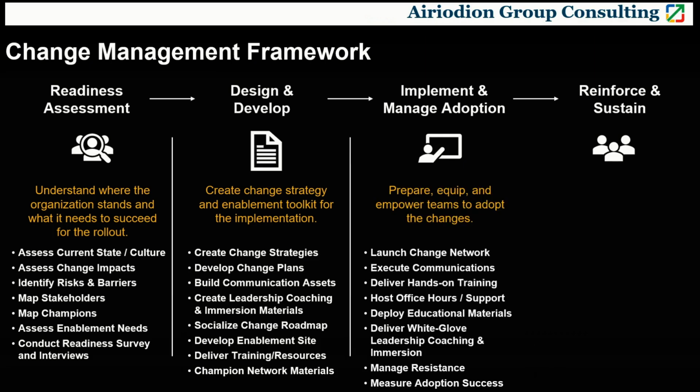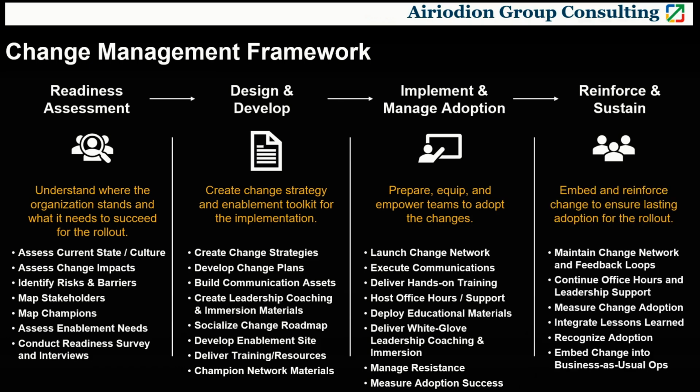We then went into the implement phase where we launched the champion network, we executed communications, we did training, we did leadership onboarding, we also managed resistance. And then finally, we reinforced the change and also ensured that the change was sustained. So you can take a screenshot of this to ensure that you can leverage this 4-phase change management approach to increase your success. I also encourage that you share this with your leadership, with your stakeholders, with your sponsors as a best practice methodology for delivering change management for HubSpot.